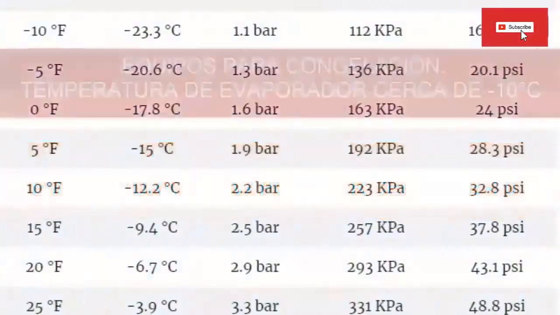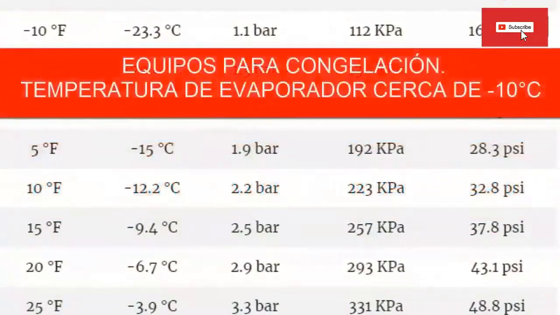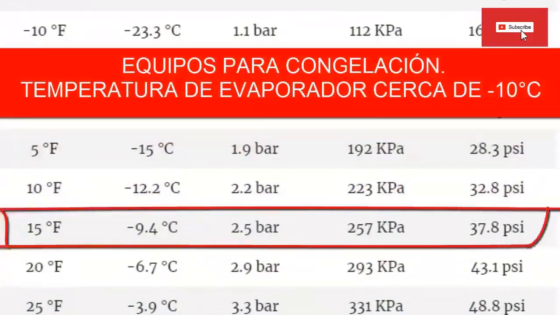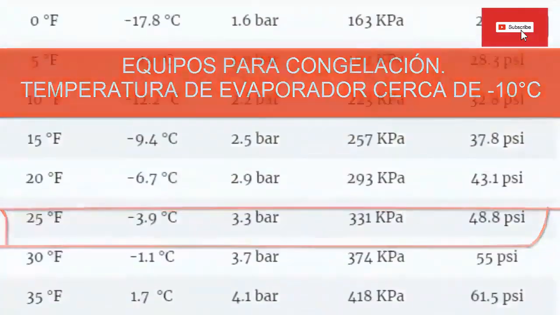2. Average temperature system, freezing to minus 9.4 degrees Celsius, about 15 degrees Fahrenheit. If we look in the table to reach this temperature in the evaporator, we need that when the equipment is turned on, it marks a pressure on the low manometer of approximately 37.8 psi. This value is equivalent to 2.5 bars.